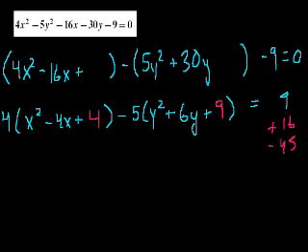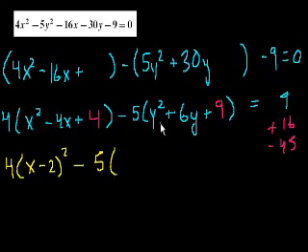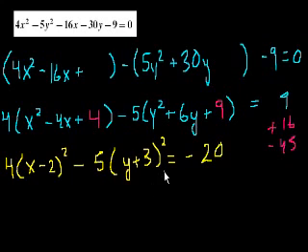And so this simplifies to 4 times x minus 2 squared, right? That's x minus 2 squared, minus 5 times, this is y plus 3 squared, is equal to, let's see, 9 plus 16 is 25, 25 minus 45. Let's see, have I made a mistake someplace? 25 minus 45. No, that's right. 25 minus 45 is minus 20. Right? And now we can divide both sides by minus 20, if I did this correctly. All right, we'll divide both sides by minus 20.